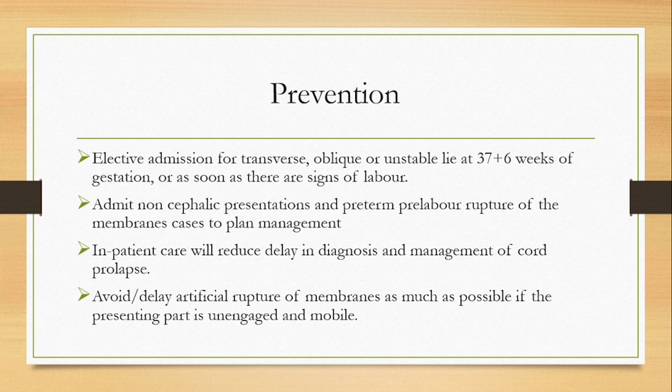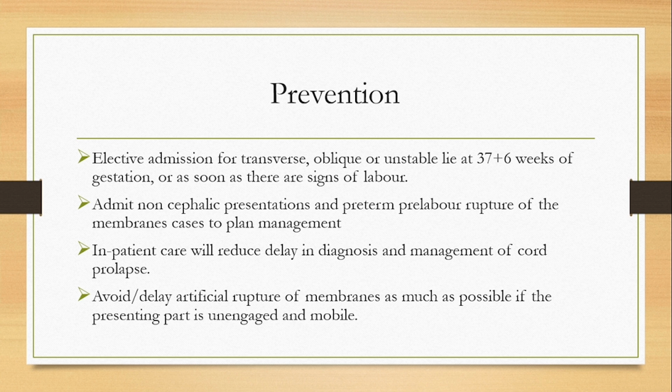Now, other preventions include admission of every transverse lie, oblique lie, or abnormal lie at term. They must be admitted. Now, any non-cephalic presentation is very important to be admitted. That way, we'll be able to prevent the danger of cord prolapse. If you have a patient that has a transverse lie or oblique lie, there is higher risk of cord prolapse.